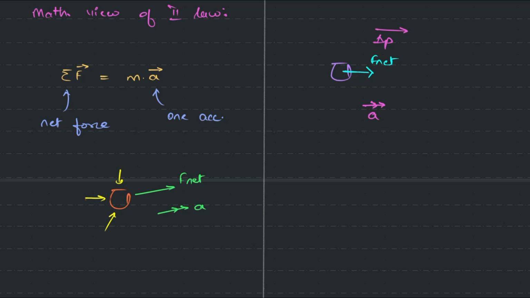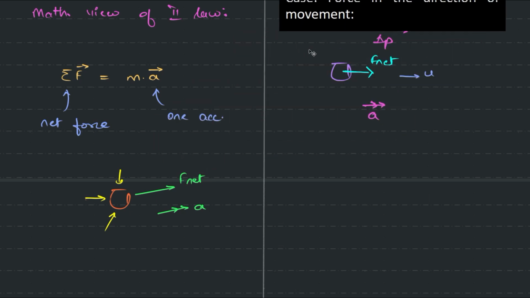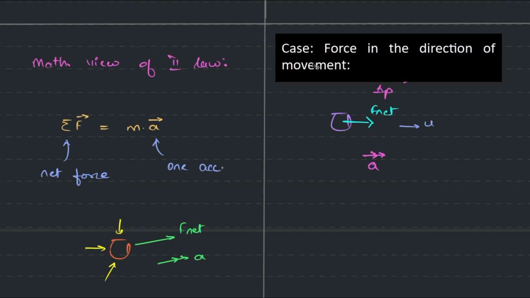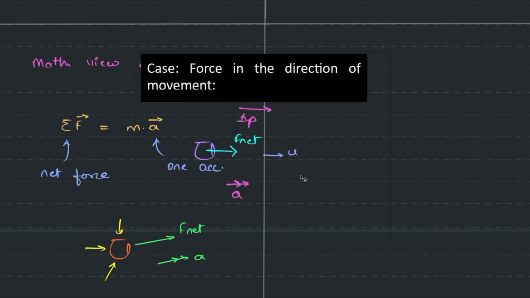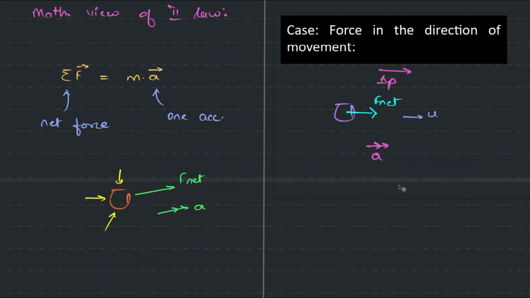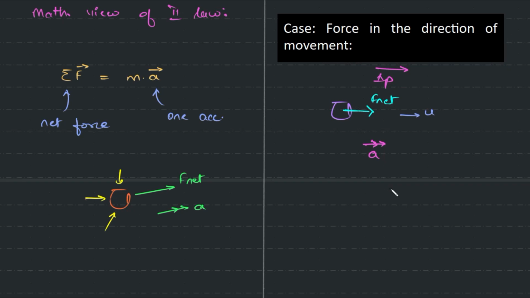Sorry guys, so this I already drew. Say it already had an initial velocity of u. It would be something like this. And let me do the other.